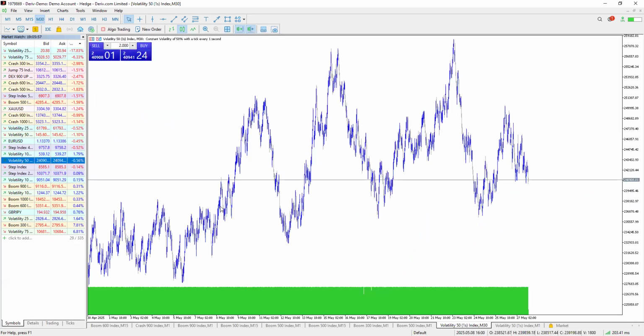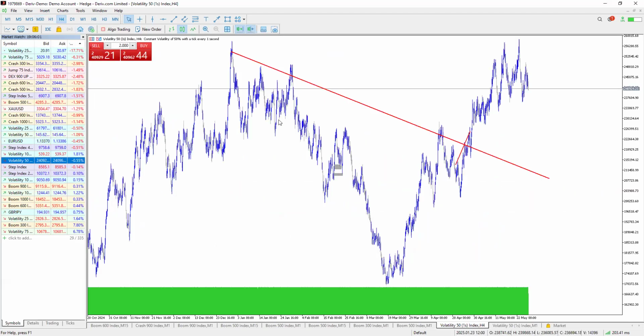Okay, which one is this one? Volatility 51S. So from our H4, based on what we learned, what do you see? We see that we've been in an uptrend, and us being in an uptrend, if we come to D1, let me check something on D1.